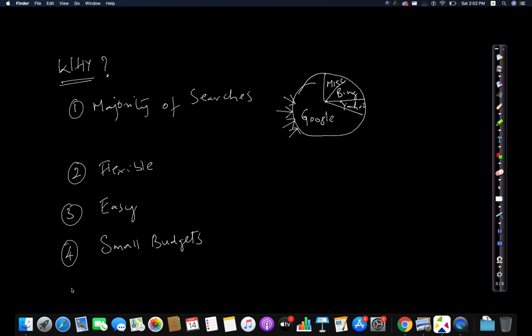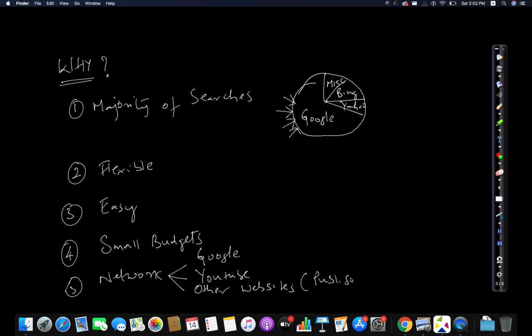Apart from that, it's got a huge network. When I say huge network, you can advertise on google.com, google.ca, google.com.sg, google.co.nz, any country-specific Google domain. You can also advertise on the biggest video platform ever, which is YouTube. You can also show your ads on other third-party websites that Google is partnered with. These are called publishers. Now you can show your ads on these platforms, right? Now, what else could you ask for?